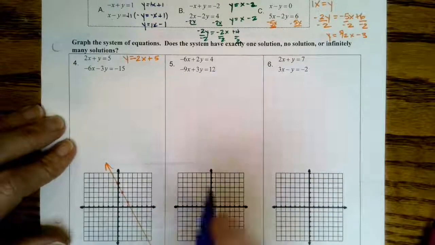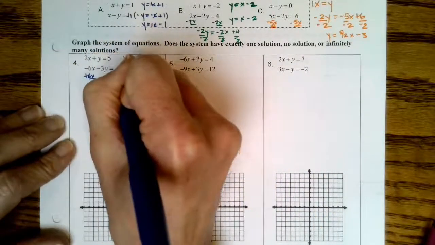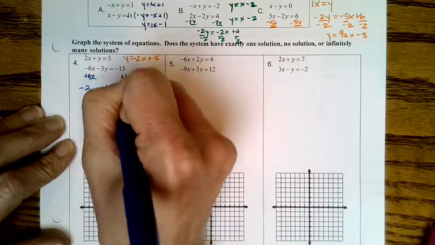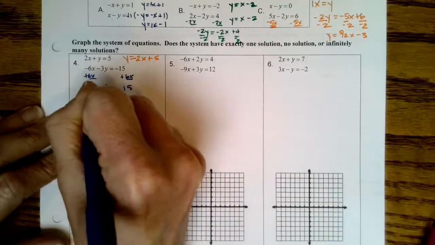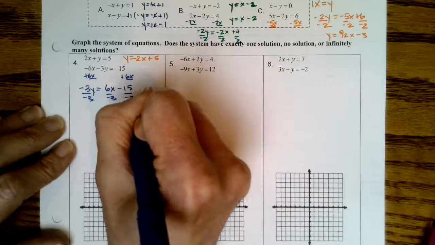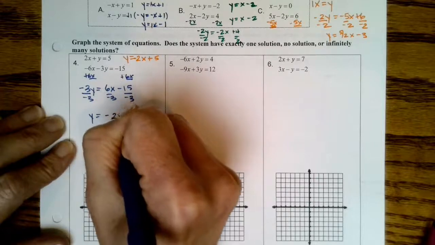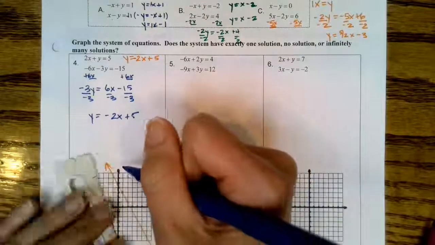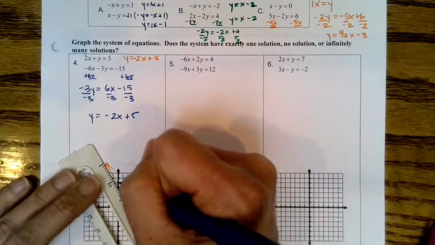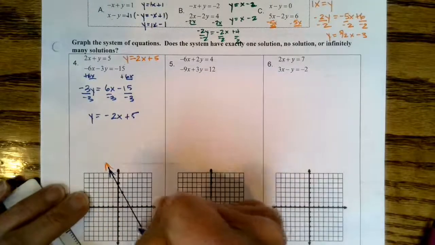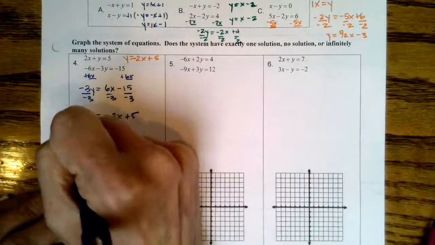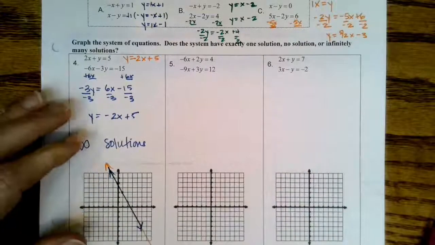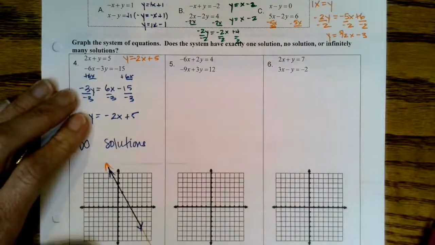Alright, when I solve this one, I'm going to add 6x to each side. So I get negative 3y is equal to positive 6x minus 15. Divide by negative 3, divide by negative 3, divide by negative 3. Y is equal to negative 2x plus 5. Check it out. Positive 5, slope of negative 2. It looks like, ready? It is the same line. So we're going to say infinite solutions because it's the same line. All right, so we'll check out the next one.